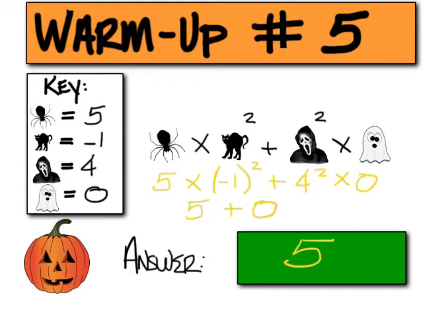Answer positive 5. You have negative 1 squared, which makes it positive 1. 5 times 1 is 5. And then you have 4 squared, which doesn't matter because it's times 0. So the answer should be 5.